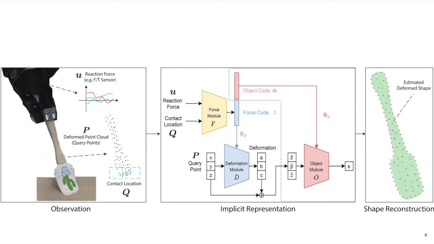Here, we visualize the architecture of our model. As in the left panel, the inputs are reaction forces at the wrist, partial point cloud of the object, and contact locations. The right panel shows the geometry of the object reconstructed from our implicit representation. The VIRDO architecture has two main components, the object module and the deformation module. The object module constructs nominal shapes and is conditioned on object code. The deformation module produces the deformation field and is conditioned on both object code and force code.